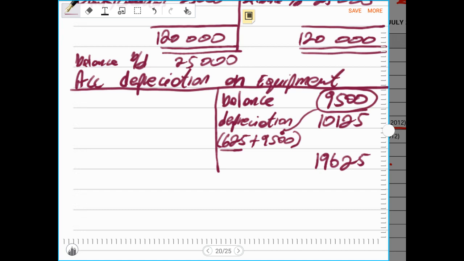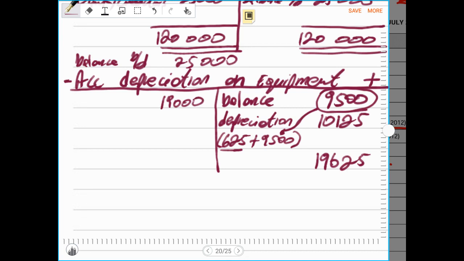So now if it has been disposed, it must be removed from the credit side, and we only remove that through the debit side, because this account increases on the credit side and it decreases on the debit side. So now the total of 9,500 plus 9,500, just doing calculations, times 2, will give us 19,000 rands.